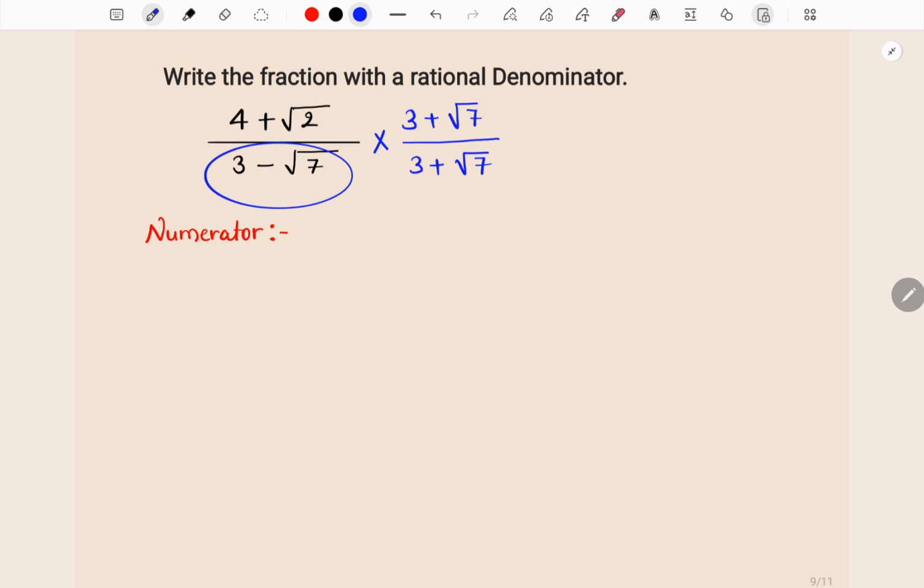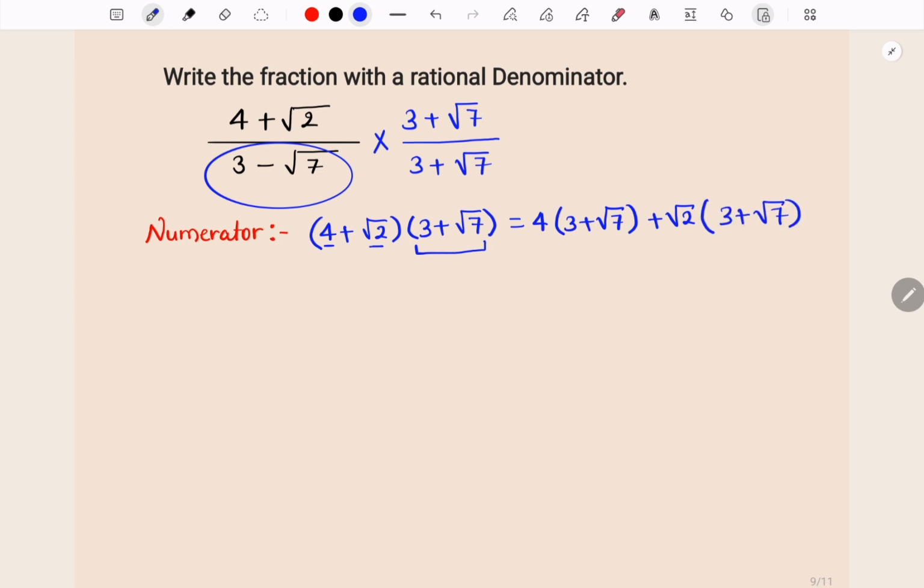Let's solve the numerator part first. We will have 4 plus root 2 multiplied by 3 plus root 7, right? Let's see how we can multiply this. First, I can take this 4 and multiply this 3 plus root 7 with it. So take 4 and multiply 3 plus root 7. Then we will have this plus root 2. So take plus root 2 and multiply this 3 plus root 7 with it.